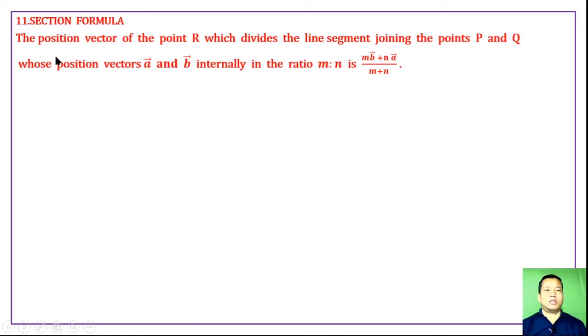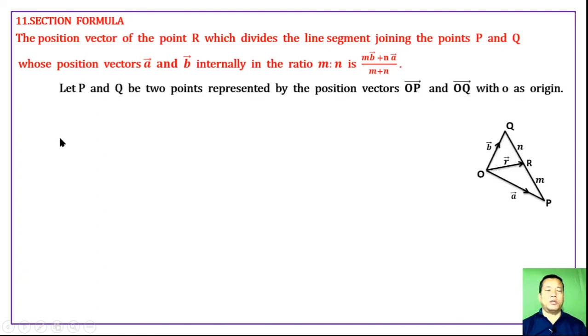Section formula. The position vector of the point R which divides the line segment joining the points P and Q whose position vectors are a vector and b vector internally in the ratio m is to n is mb vector plus na vector by m plus n. Let P and Q have position vectors a and b, and R divides them in the ratio m is to n.